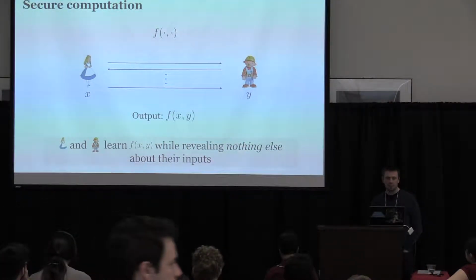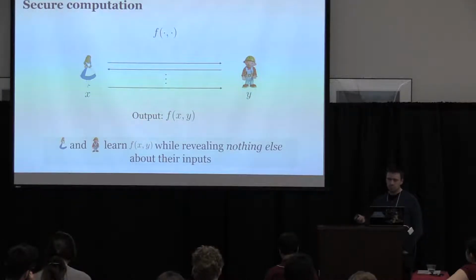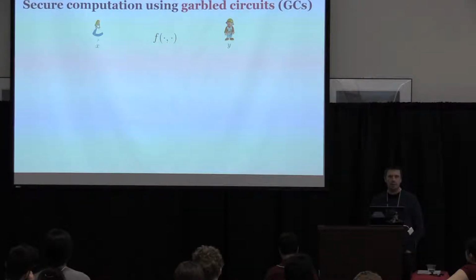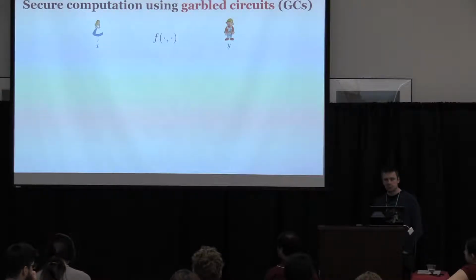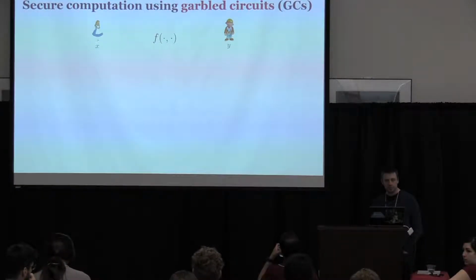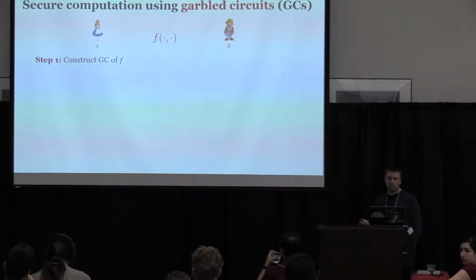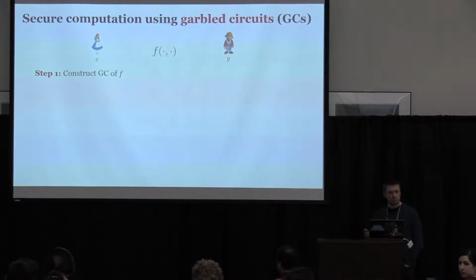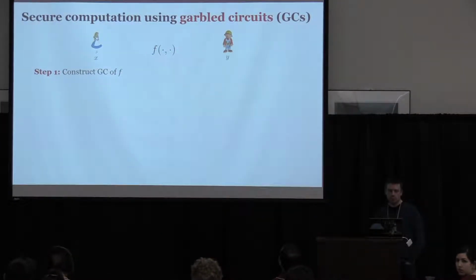We know what it is. We want to compute a function without revealing the inputs. And I'll just give a really brief overview because we're building on garbled circuits and the cut and choose way of doing things inside garbled circuits. So I'll briefly review what is going on when we want to compute a function using garbled circuit.